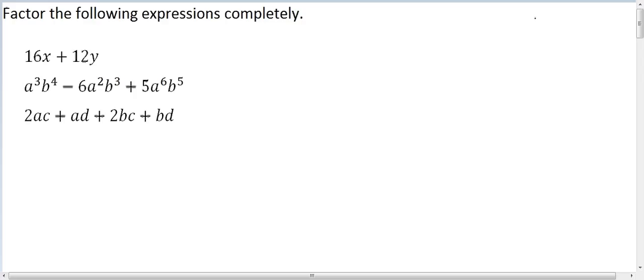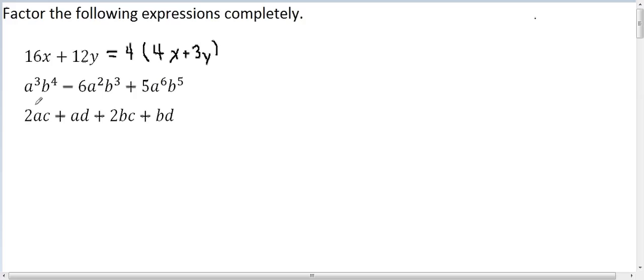Let's take a look at the examples. We need to factor the following expressions completely. First, we have 16x plus 12y. The two terms here are 16x and 12y. If we look at the variables part, x and y, we can't really factor anything out. But if we look at the coefficients, 16 and 12, they have a factor of 4 in common. So if we factor 4 out from this expression, we get 4 multiplied by (4x plus 3y).